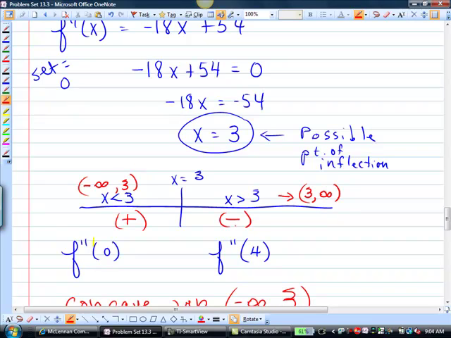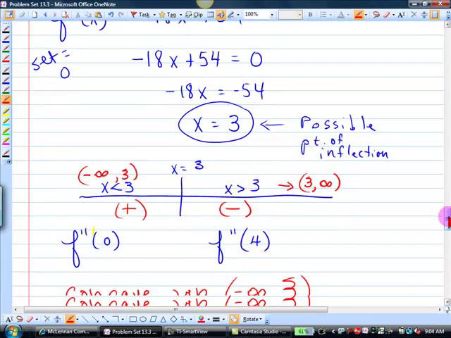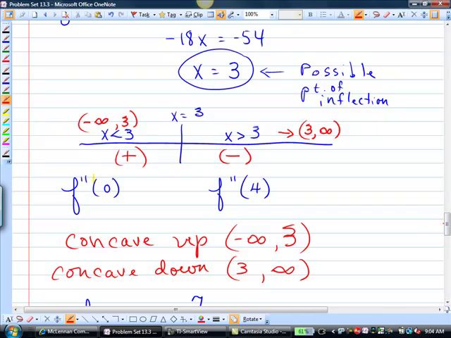Where is it concave up? Over here, from negative infinity to 3. Where is it concave down? 3 to infinity. And those are the answers. So if you draw that line and write your intervals, and we're assuming you're going to do the algebra right, and you're going to get the plus and minus right, then you'll have your answers. And it won't be that bad. Questions on doing that?